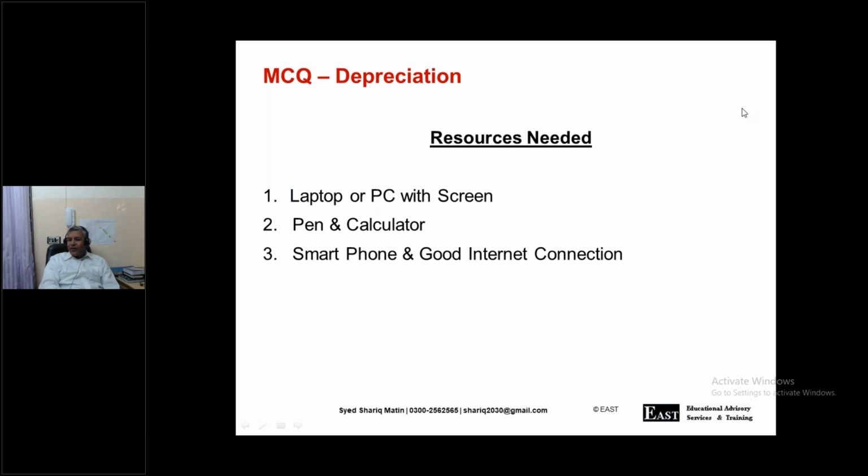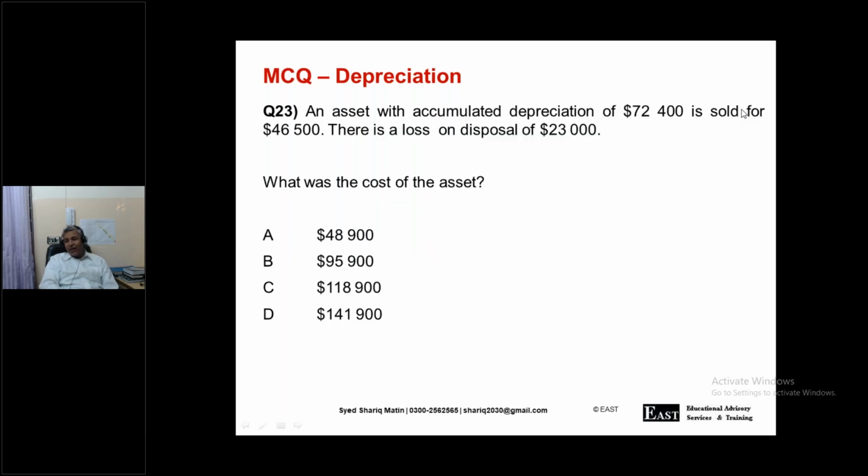Coming to an easy question, where you have to calculate the cost. You are provided with cash received on disposal, accumulated depreciation, and loss on disposal. You can make a T account and find it out, or you can add and subtract, whatever your choice. Let me know your answers.